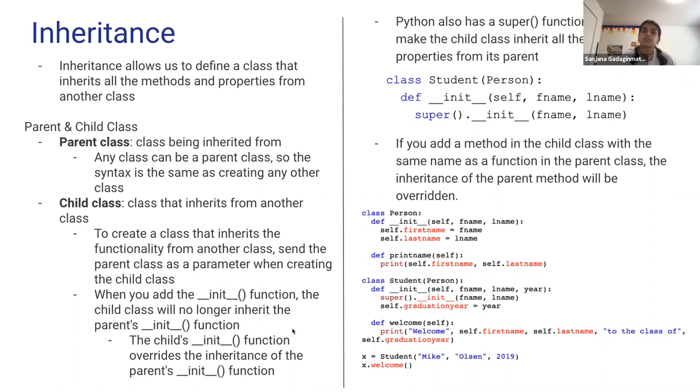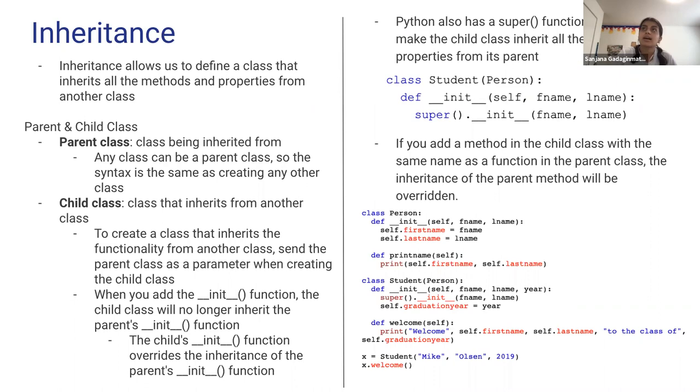And when you add the init function to the child class, it no longer inherits the parent's init function. That basically means that it's overriding that inheritance. So you can do that for any of the functions inside a parent class if you want to override it.